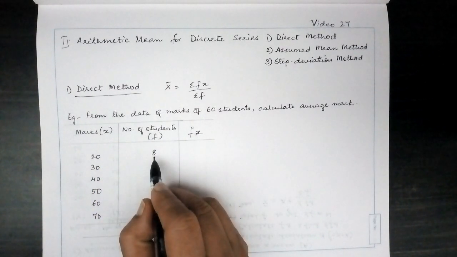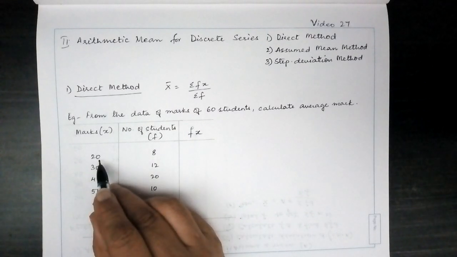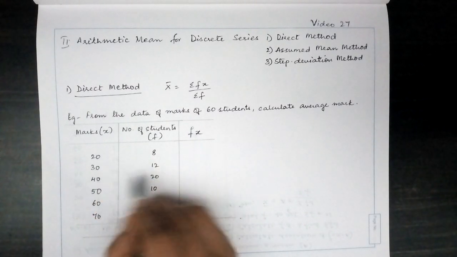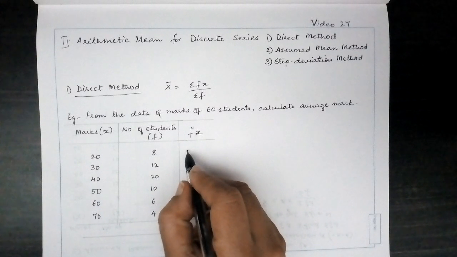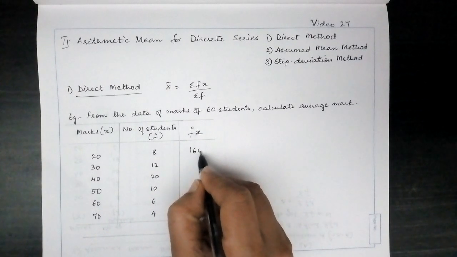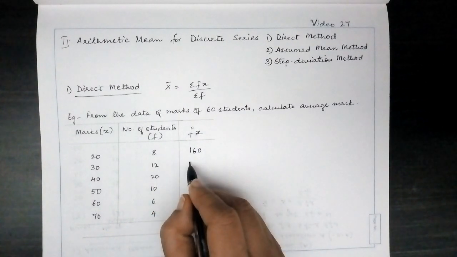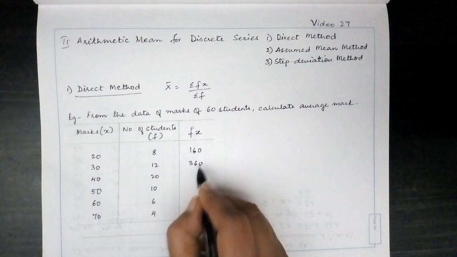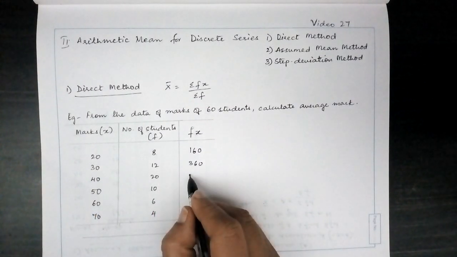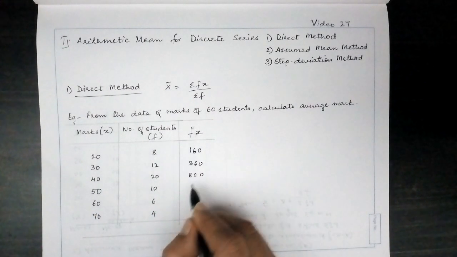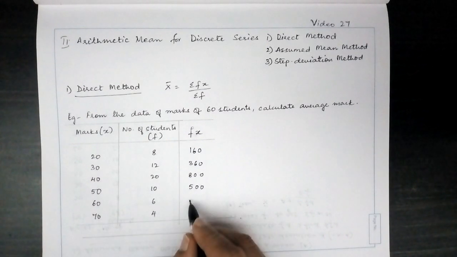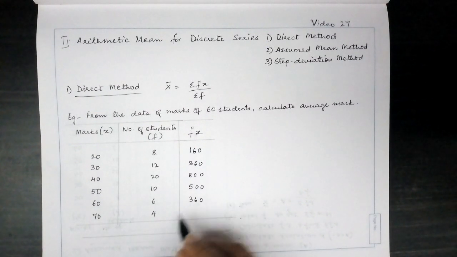So this is what we were discussing just now. Instead of calculating 20 eight times, we will write like this and say 20 into 8 is equal to 160. Then 30 into 12 is equal to 360. 40 into 20 is equal to 800. And then 50 into 10, 500. 60 into 6, 360. And 70 into 4, 280.